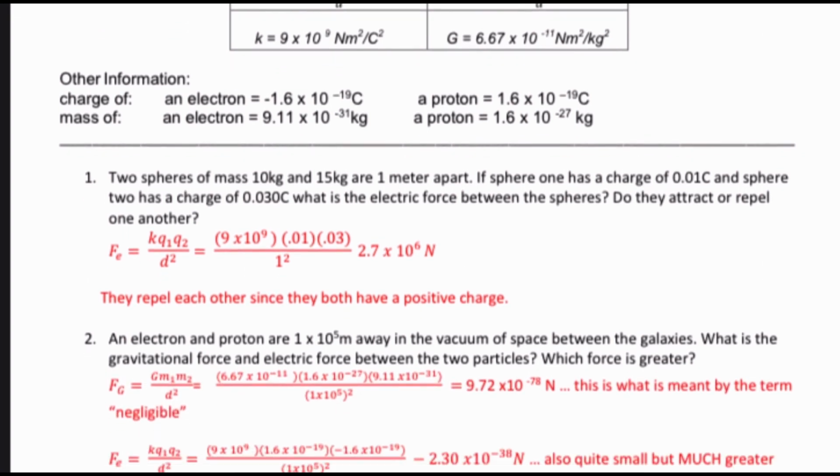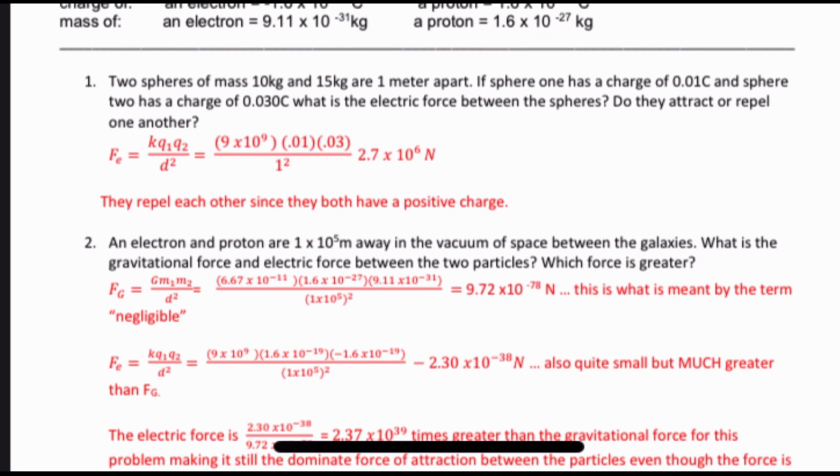An electron and a proton, that's the distance between them. Again, don't forget to square your distance on the bottom. Between the galaxies, what is the gravitational force and electric force? This one is asking you for both of them. And when you solve for both of them, you get 9.72 times 10 to the negative 78.